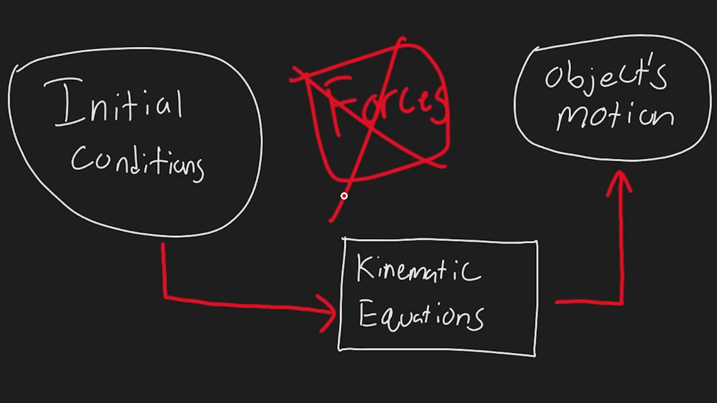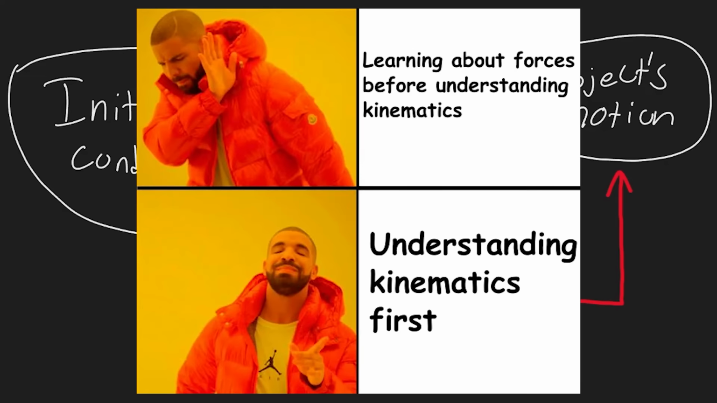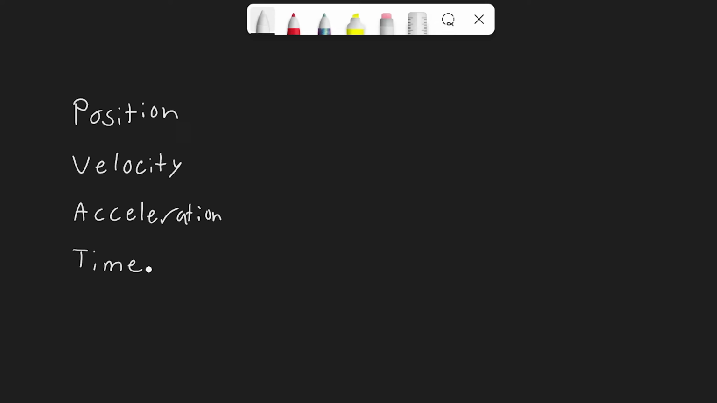So you might be wondering why we don't just jump straight into dealing with forces. And we could, but I think having a solid understanding of kinematics will make the next section significantly easier. When we are working with kinematics, we really only need to know 4 things, and they are position, velocity, acceleration, and time. Position is an easy one, and it describes where an object is located. The SI unit, or I guess main unit for position, is going to be in meters.